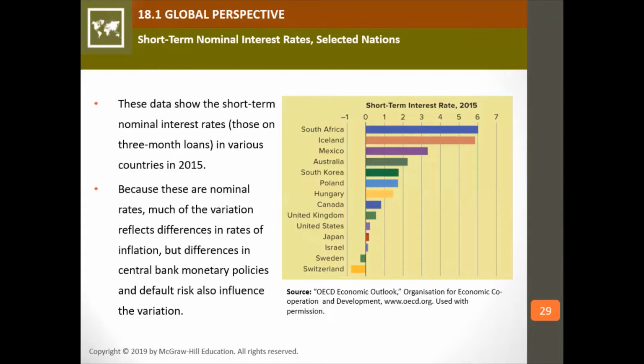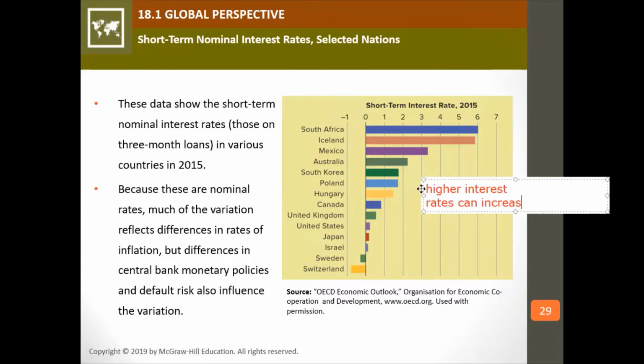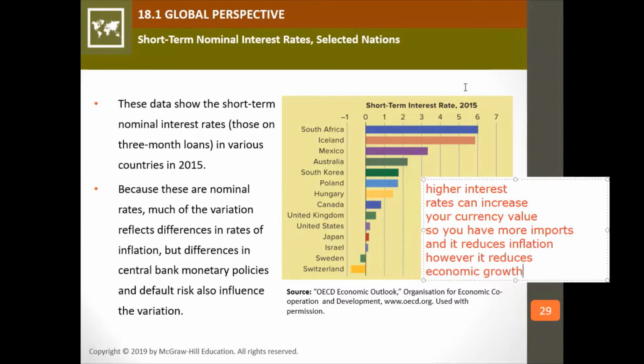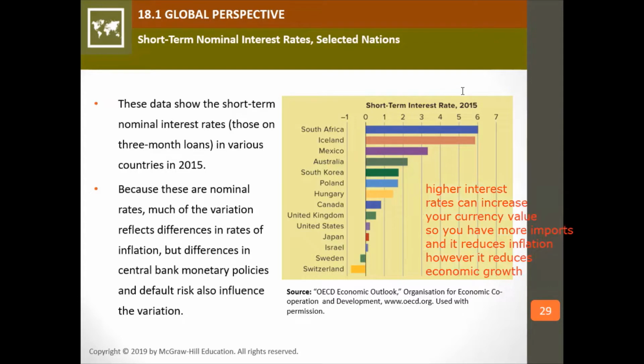So this is a chart. South Africa in 2015 had the highest interest rate. Iceland was second. Mexico was third. The benefits of a higher interest rate are that higher interest rates can increase your currency value. So you have more imports and it reduces inflation. However, it reduces economic growth. It's beneficial because you can bring in more imports, and it can reduce inflation, but it reduces economic growth.